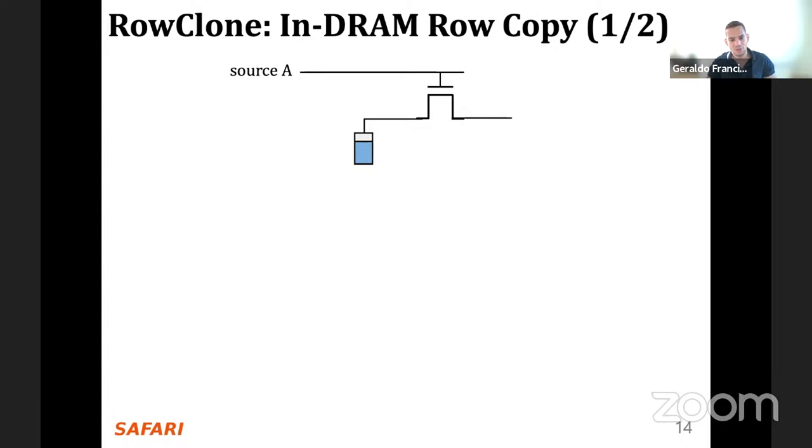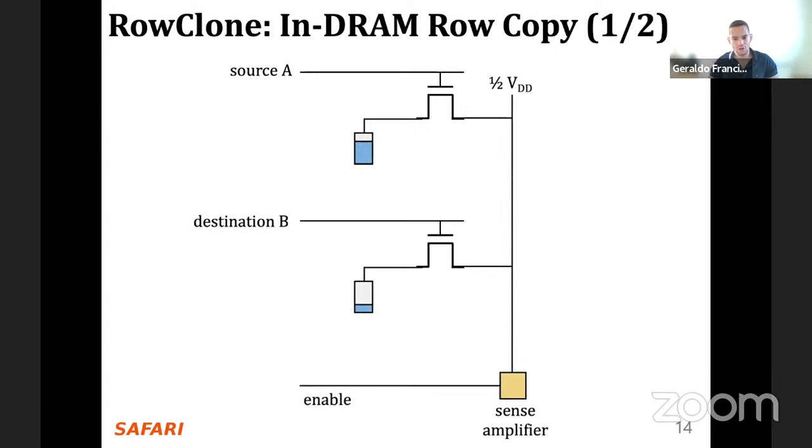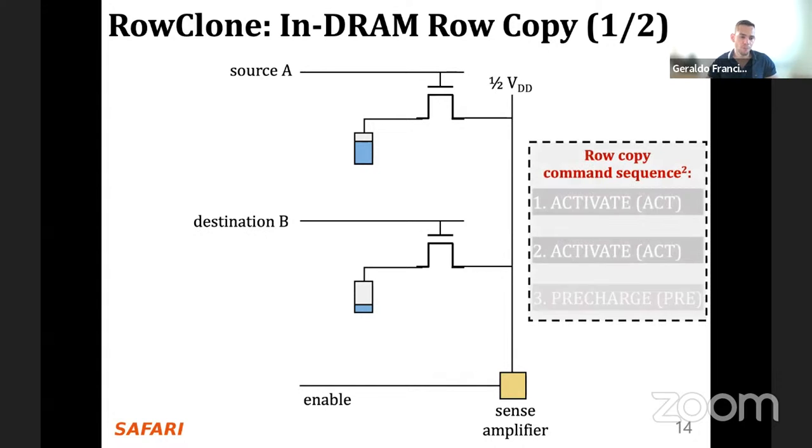Let's assume that you want to copy the values in source row A to the destination row B, and those two rows share the same bit line. RowClone enables copying source row A into destination row B in the same subarray by issuing two consecutive activate commands to these two rows, followed by a precharge command. And recall this sequence of commands: activate, activate, precharge. And it works as follows.